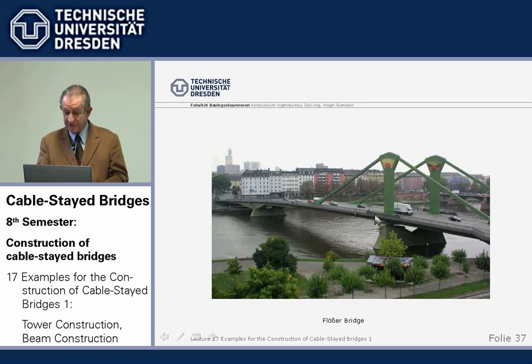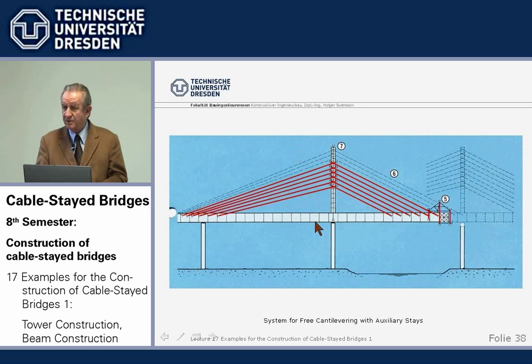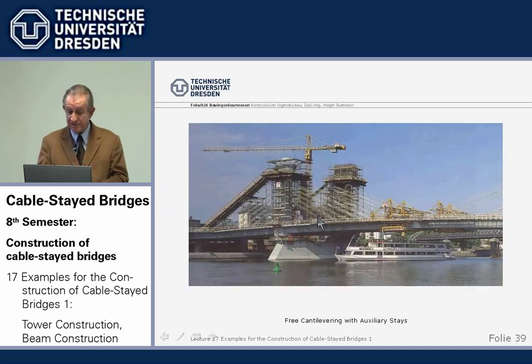We have, even in the final stage here, 50-meter distances. We couldn't place an auxiliary pier in the river. So how to build this thing? Well, you do it with auxiliary stays. We can have a certain free cantilevering, but then it's gone. Then the moments will be too big. So then we need an auxiliary cable to support each new section, which is expensive. But there is no other way when you do not have any supports here in the final stage.